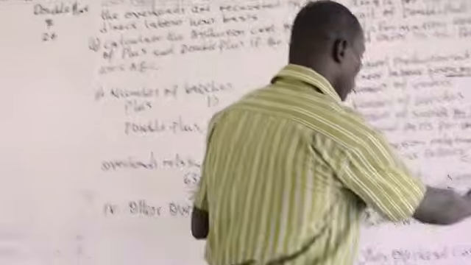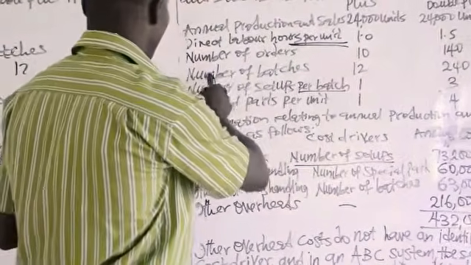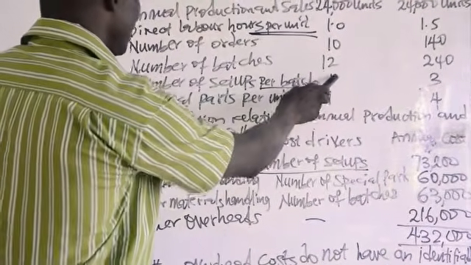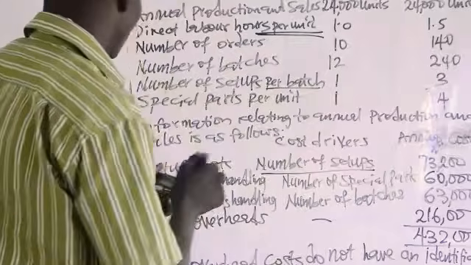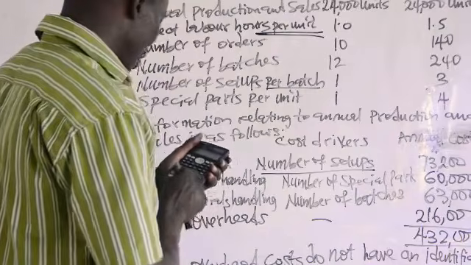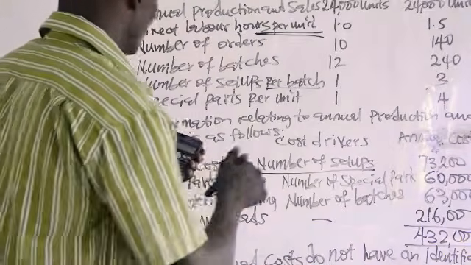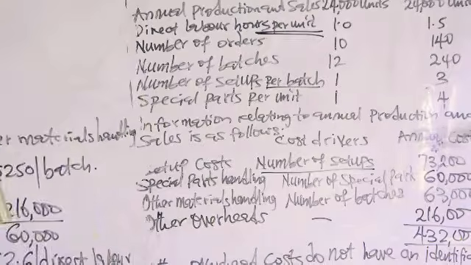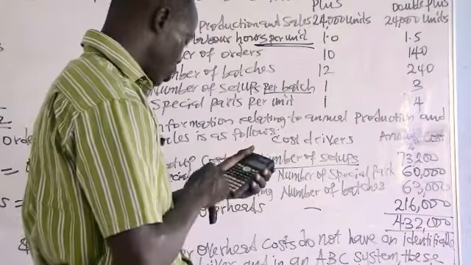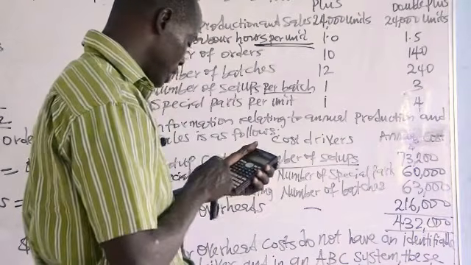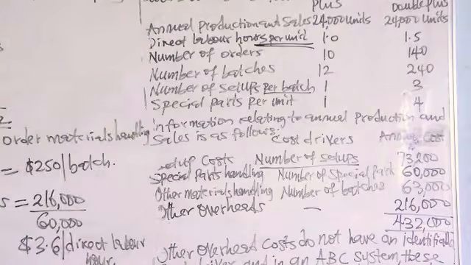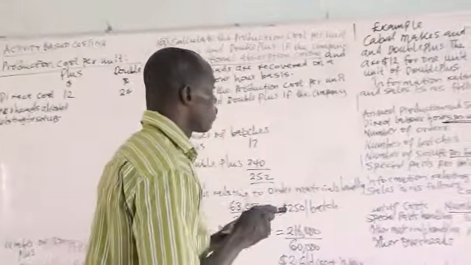So, number of setups and number of setups per batch. For this one we got 12, and this one times this, we got 240 times 3, plus 12. So we got 732 then. And when we use 732 to divide 73,200, we got 100. So it is $100 per setup we got.